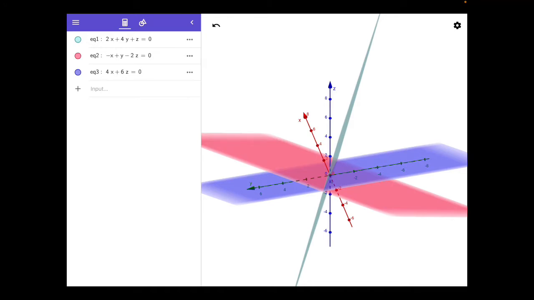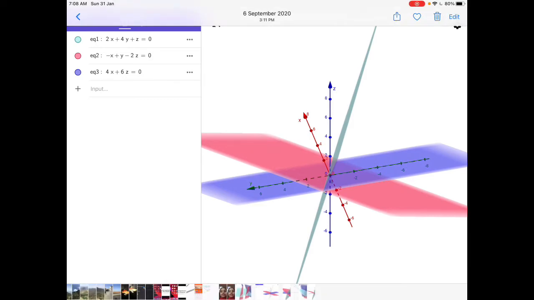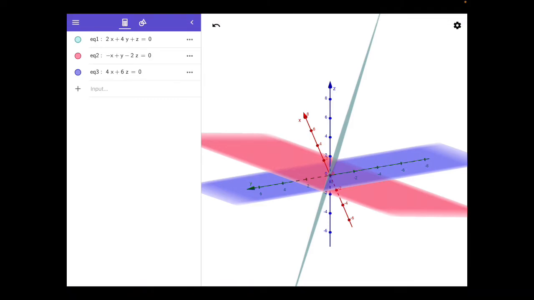That means all these planes will be passing through the point 0, 0, 0. You can see it at the center of this. So obviously one solution for this will be 0, 0, 0. So 0, 0, 0 will be satisfying all the equations. That means x, y and z all being 0 is a solution, okay.